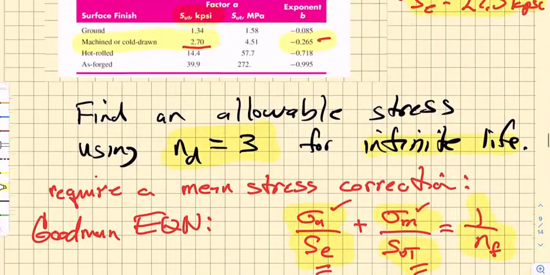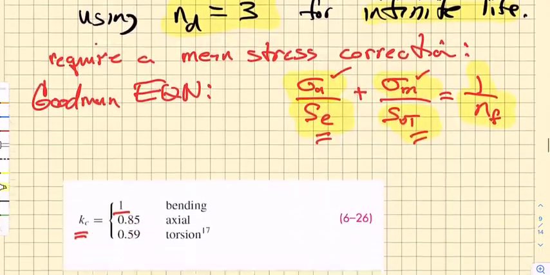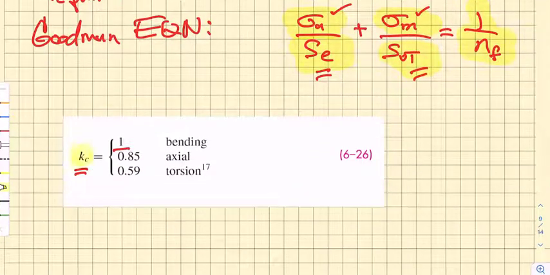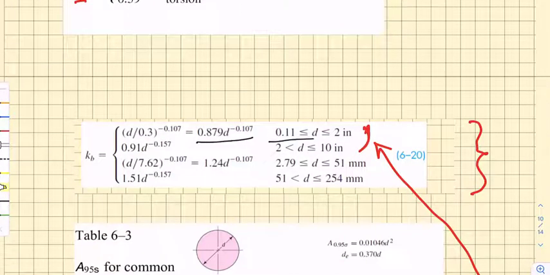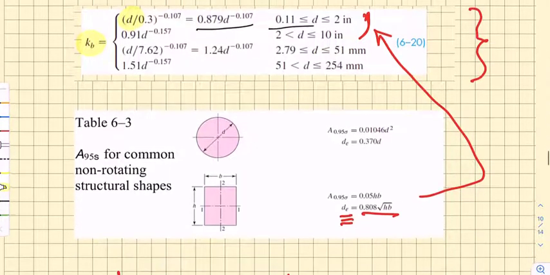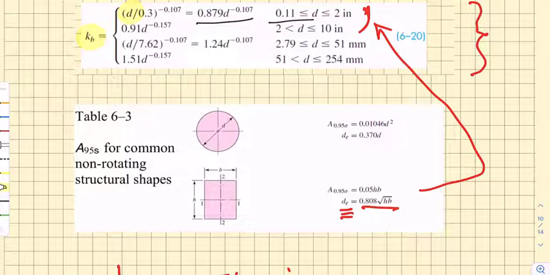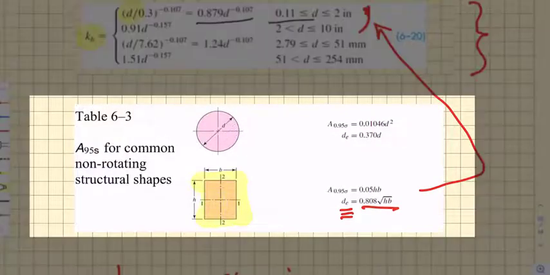We have to do a geometric size correction factor, KB, but we might as well just jump ahead to the loading factor. We're in bending, so we're just going to use a load factor of 1. This is from equation 6-26 in Shigley. For the geometric size correction factor, we need to find an equivalent diameter, and this tooth is rectangular in cross-section at best. And so we need to take that rectangular cross-section and convert it into an effective area from which we can extract an equivalent diameter for a circular cross-section bar. That is what this is all about here.